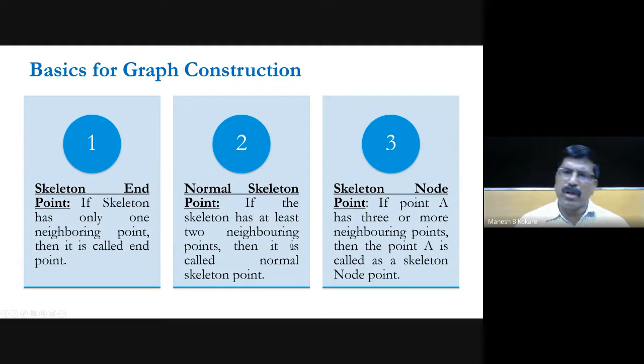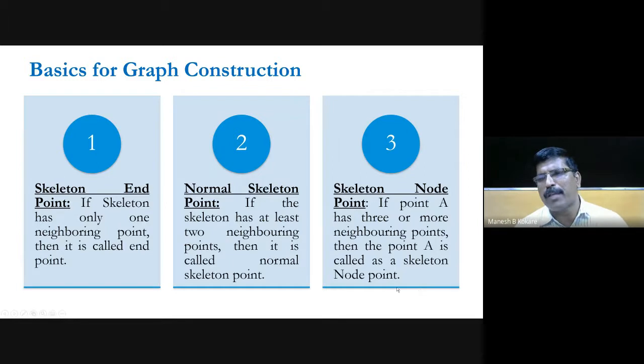The third point, which is very important in the skeleton, is the skeleton node point. Node means junction. At the junction, various skeleton branches or various edges will be there. You know that this junction point is connected to at least 3 points.